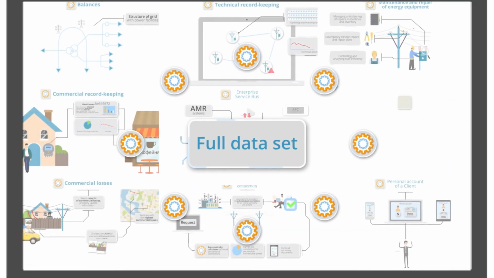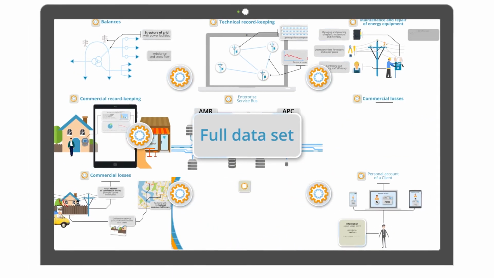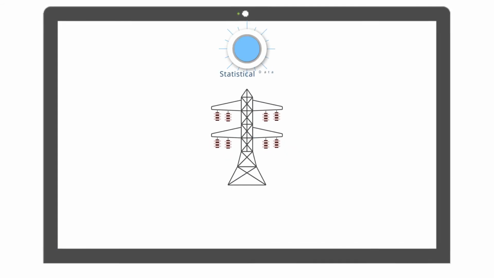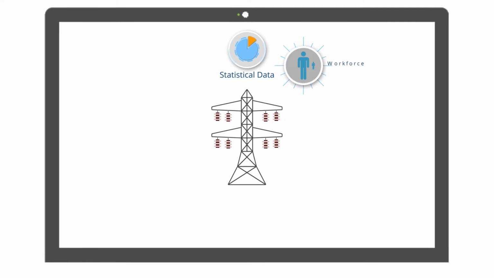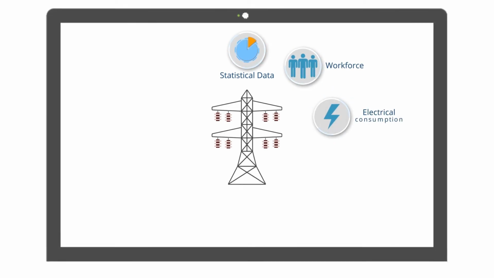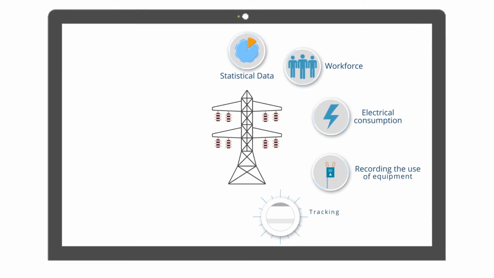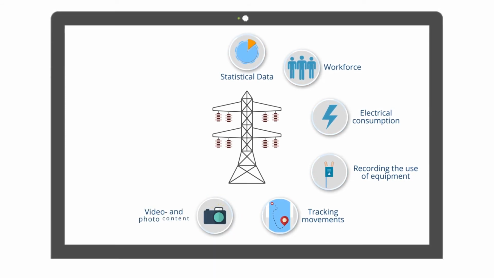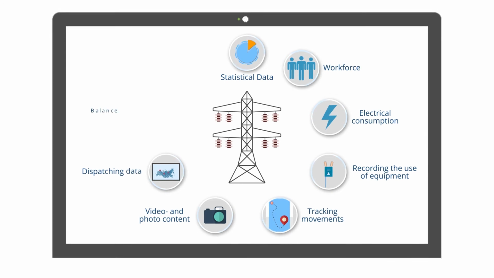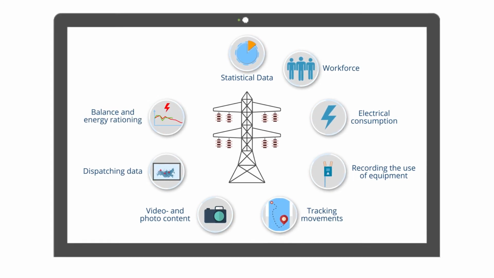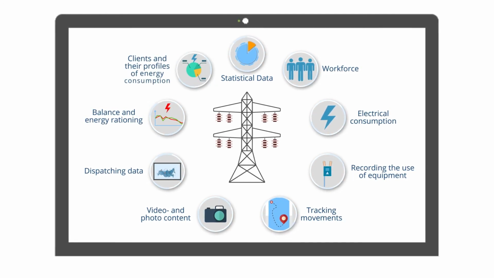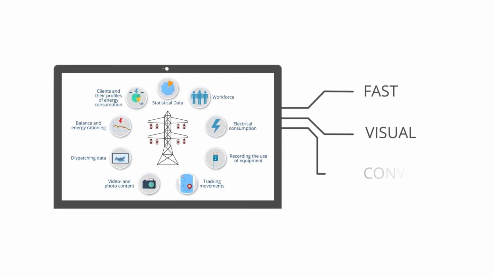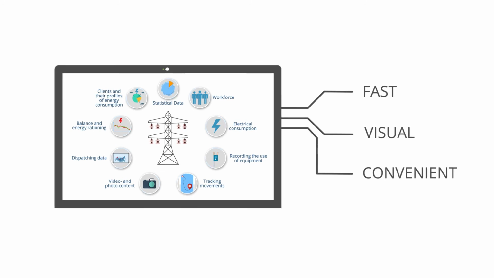This has a synergistic effect, which allows us to see all available information of the system in a single window, gathering specific statistical data about one unit in the grid, workforce, electrical consumption, recording the use of equipment, tracking staff movements and motor transport, video and photo content, dispatching data, balance and energy rationing, connecting the client to their profile of energy consumption. It's a fast, visually convenient way to access any information at any time.